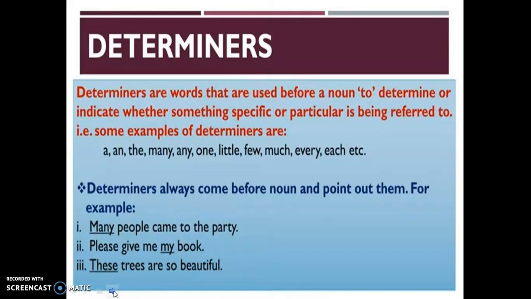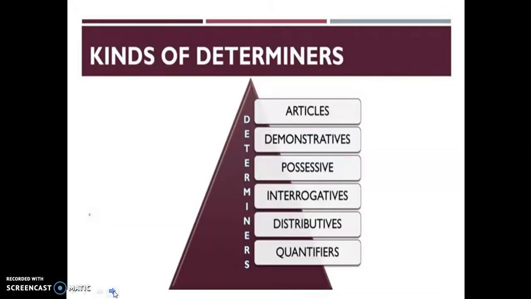Please give me my book. In this example, our determiner, my, stands before the noun. These trees are so beautiful. In this example, also, our determiner stands at the beginning of a sentence.